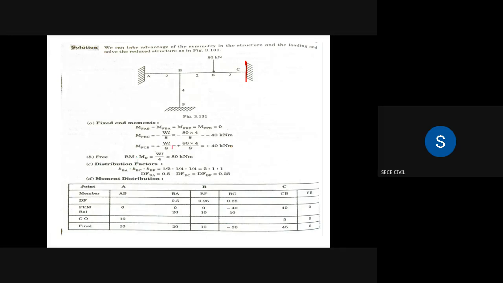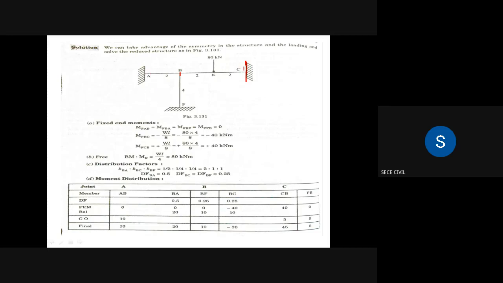After calculating the fixed end moment, next we calculate the distribution factor. Here they did not go for the tabular form; they simply calculated the distribution factor. What is the intermediate joint? B. So B is the intermediate joint, and we have 3 members: BA, BC, and BF. All the far end supports are fixed only. BA far end is A, BF far end is F, BC far end is C. So all the far ends are fixed.